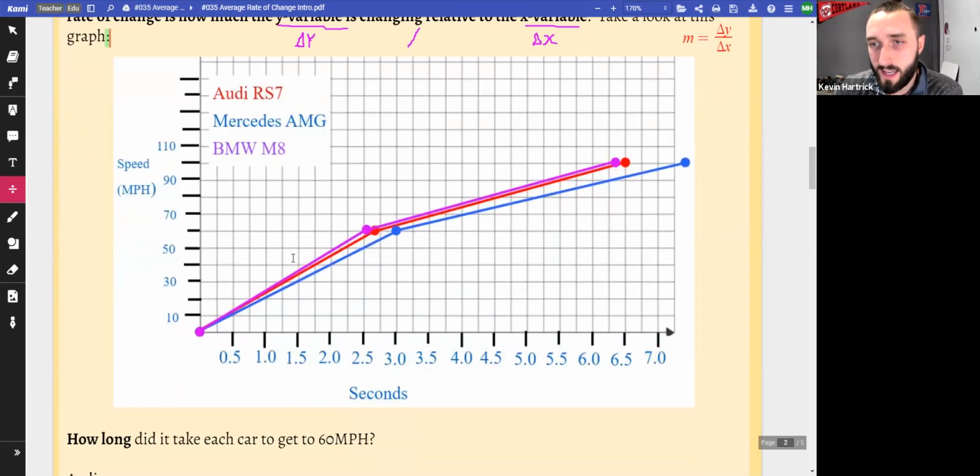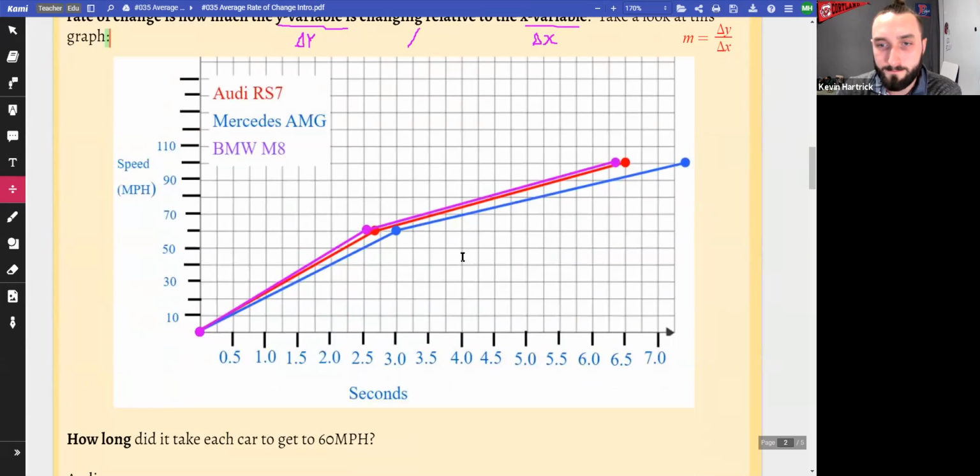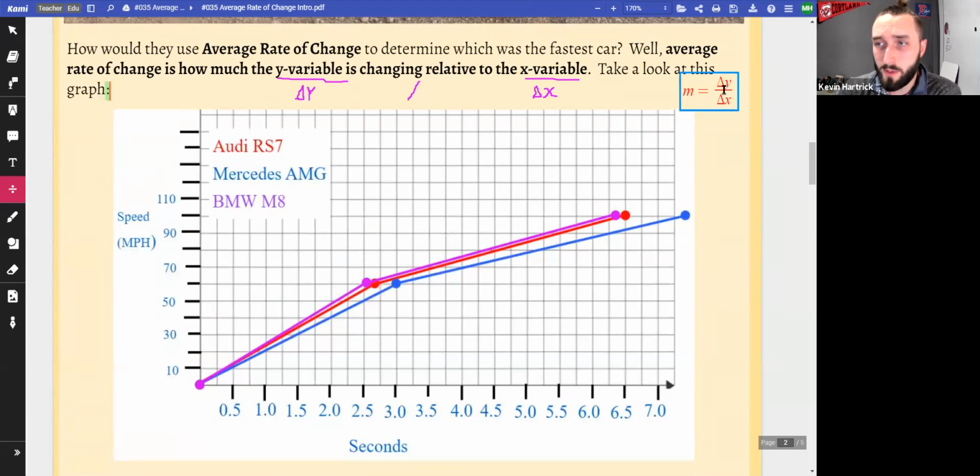So I've taken these data points and I've sort of shown, so here are our 3 cars, the red one, the blue one, and I made the BMW purple, even though originally it was gray, just because it's easier to see purple on the graph. So we need data points in order to do this formula here. This is our average rate of change formula and our slope formula. Remember, average rate of change and slope are the exact same thing. So we need to figure out some y values and some x values in order to determine what the change in y and the change in x are.